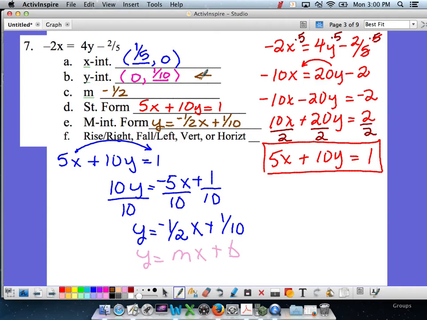F, it asks if it rises and falls, goes to the left or to the right, or if it's vertical or horizontal. In this case, what we look for is the slope. The slope is negative, and since the slope is negative, the line is going to graph off toward the left, or you might say that it falls, but we always say to the left. So it's going to graph off toward the negative numbers toward the left.